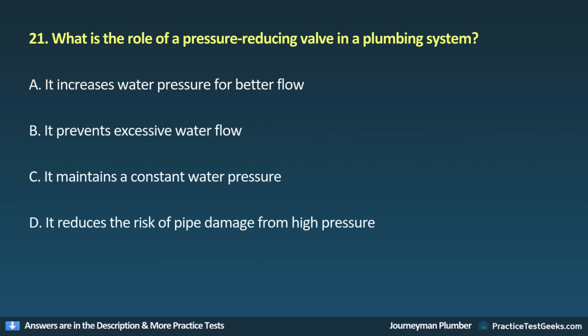21. What is the role of a pressure-reducing valve in a plumbing system? A. It increases water pressure for better flow. B. It prevents excessive water flow. C. It maintains a constant water pressure. D. It reduces the risk of pipe damage from high pressure.